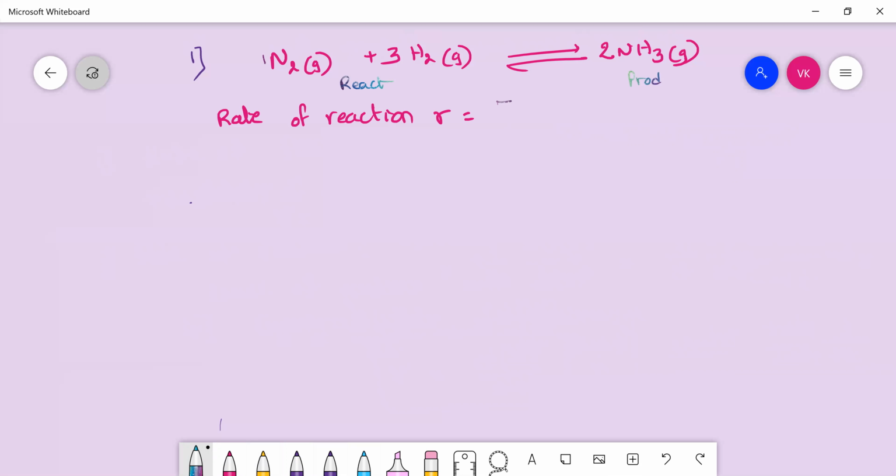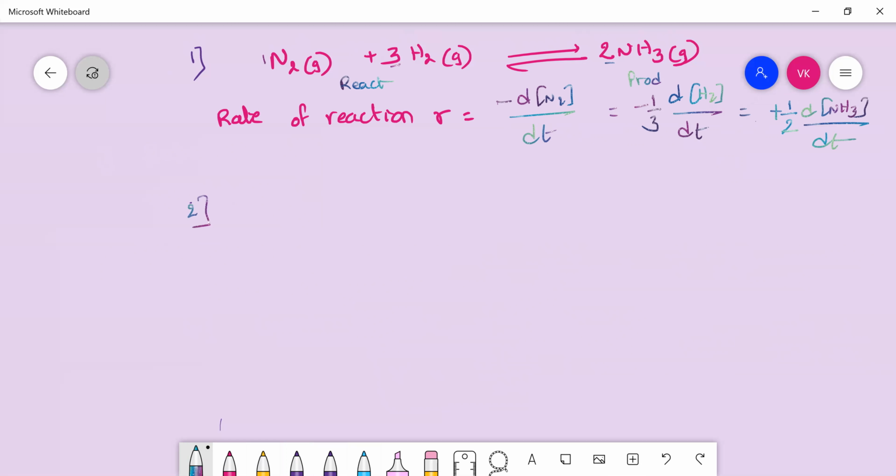So minus change in concentration of nitrogen with time is equal to, 3 is the mole value, so minus 1 over 3, change in the concentration of hydrogen with time, that equals, 2 here is the mole value, so you can write plus 1 over 2, change in the concentration of ammonia with time.